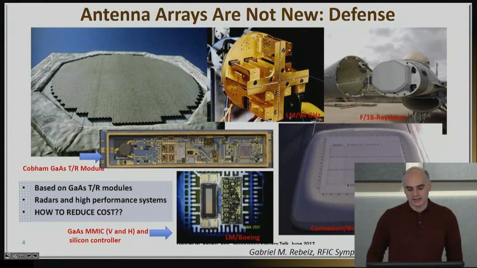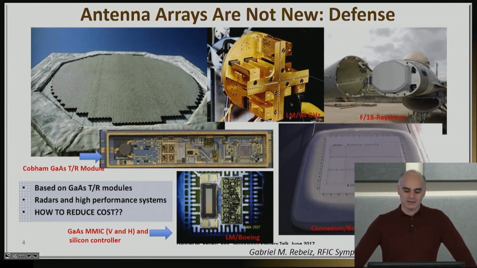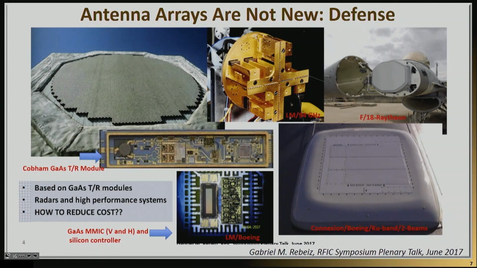Now, in this part, I'd like to give you some examples of existing antenna arrays and get you a little bit through time of how those things were developed and how did we end up with considering that solution for 5G today. So first of all, as I mentioned, antenna arrays is a very old concept, and there are two main application areas that we use them today.